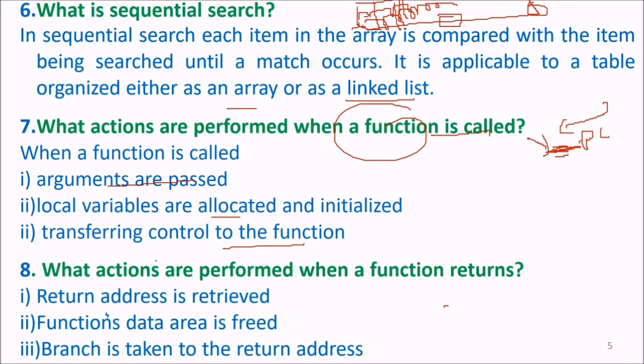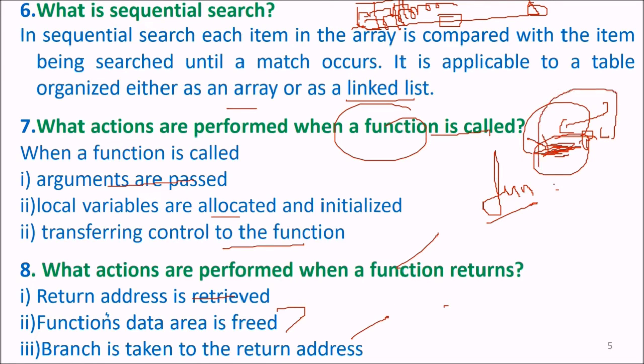What actions are performed when the function returns? Now when the function returns, the return address is retrieved, as I said earlier. The function's data area is freed, because the function has already done its work. And a branch is taken to the return address, that is, control is taken to the return address.